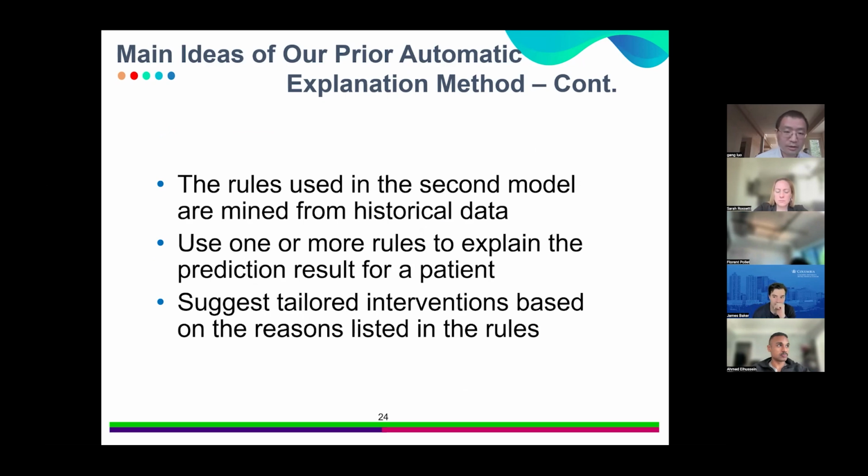We have a historical data set that's used to train model. We can use the same historical data set to mine association rules that are used in the second model. Once the first model makes a prediction on, say, new patient, we can find across all the association rules, the one or more rules that are applicable for this patient. That means the patient satisfies all those conditions in the rules for this particular outcome. And those association rules are used to explain the prediction result for the patient.